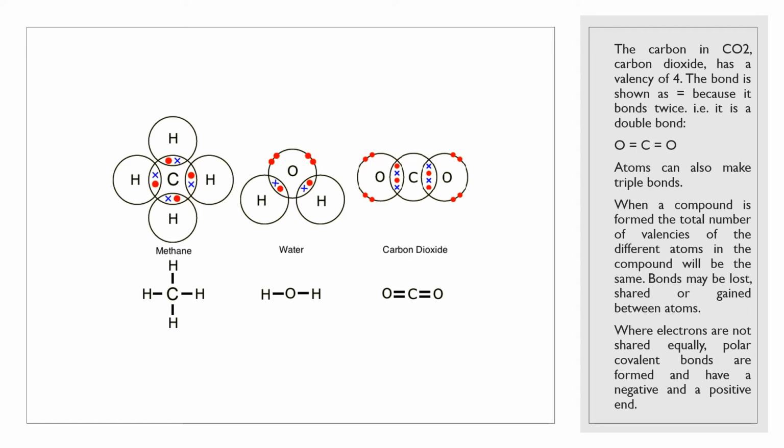Atoms can also make triple bonds. When a compound is formed, the total number of valencies of the different atoms in the compound will be the same. Bonds may be lost, shared, or gained between atoms. Where electrons are not shared equally, polar covalent bonds are formed and have a negative and a positive end.